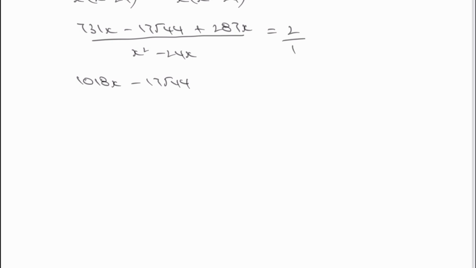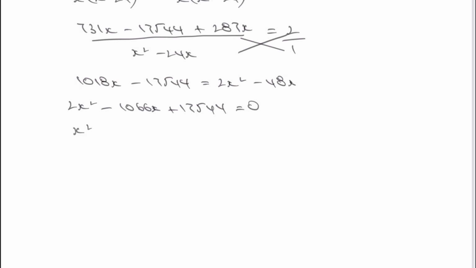Now, what I'm going to do is cross multiply. So in other words, if you can imagine, this is 2 over 1. So I've multiplied that, and I'm going to multiply that. And that's going to give me equal to 2x squared minus 48x. Okay, so when I make this all equal to 0, I'm going to get 2x squared, make it positive, minus 1066x plus 17544 all equals 0. Now you'll notice that all of the coefficients are positive numbers, therefore I can divide through by 2, and I get this quite difficult equation, x squared minus 533x plus 8772 equals 0.